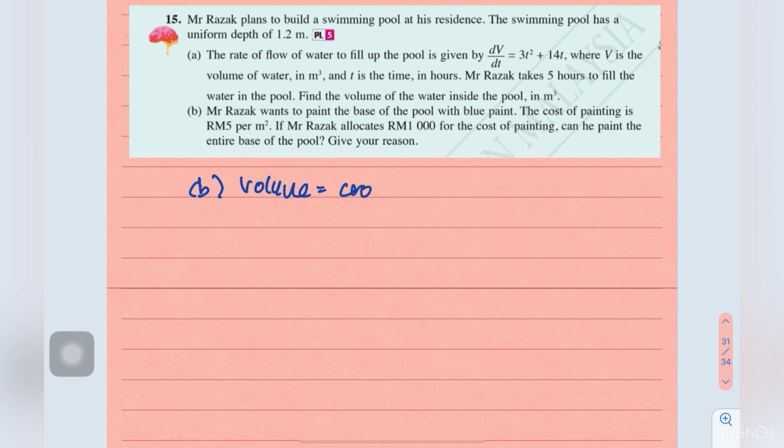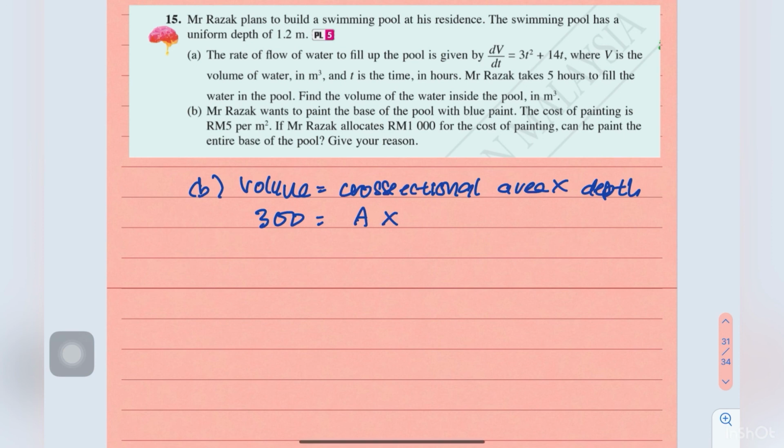Okay, so cross-sectional area times height, or in this situation depth. We know that volume is 300, cross-sectional area we don't know, let's say A, and depth is 1.2. So we can find the area. Area equals 300 over 1.2, which equals 250 meter squared.